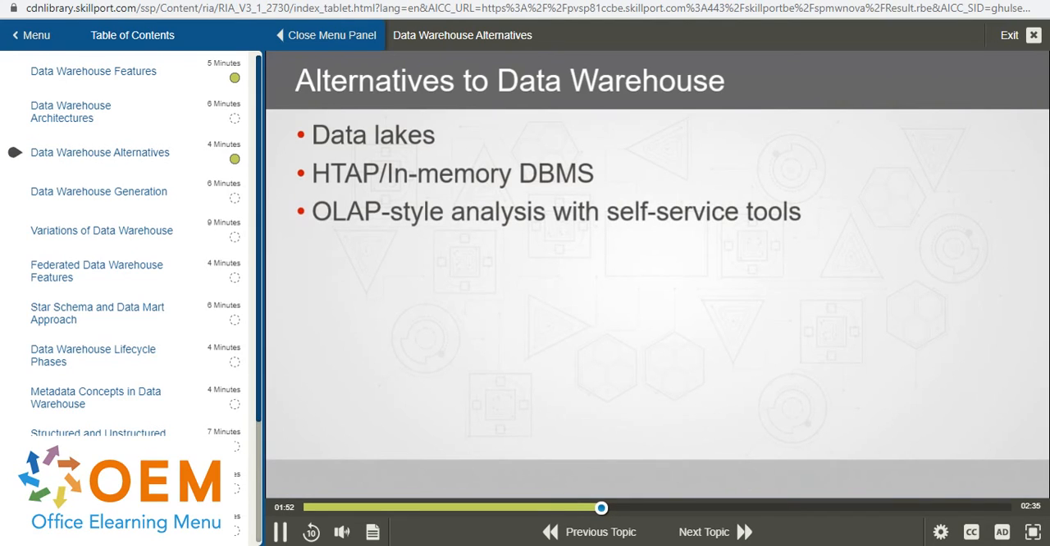The third and final approach is OLAP-style analysis with self-service tools. We can provision self-serving tools that can help us perform analytics on the data we are curating.